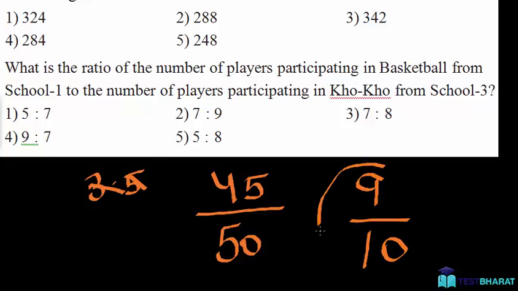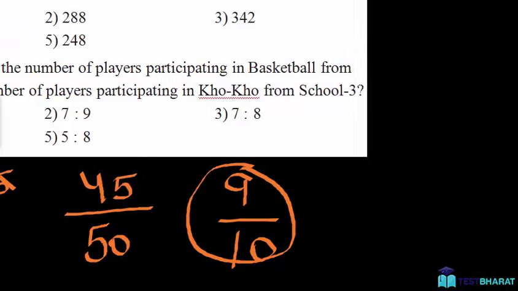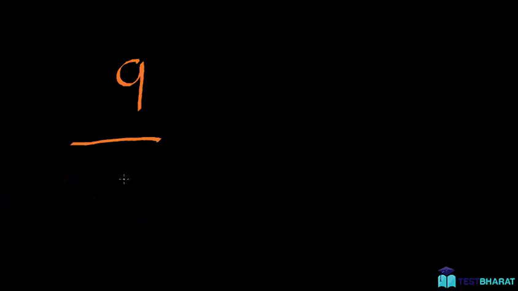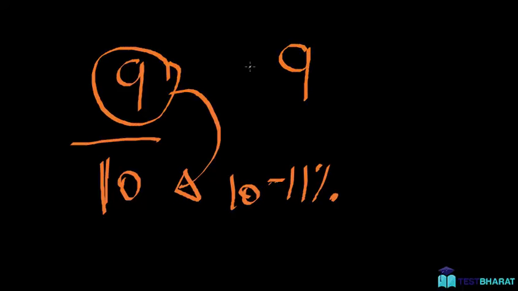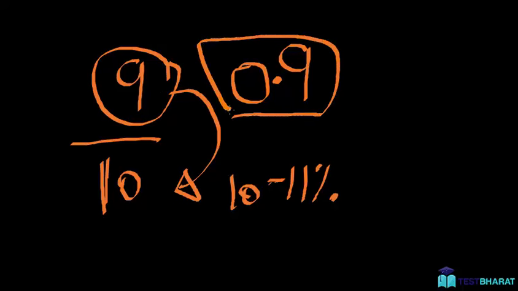Now we have the ratio, which is 9 by 10. So what we can do is we can see in fractions that from 9 to 10, this is a jump of at least 10 or 11%. 10 or 11% of what? 10 or 11% of 9, because 10% of 9 is 0.9. We can simply divide the number by 10 to get 10% of it. So if I add 9 plus 0.9, that will be less than 10. So this is a jump of 10 to 11%.